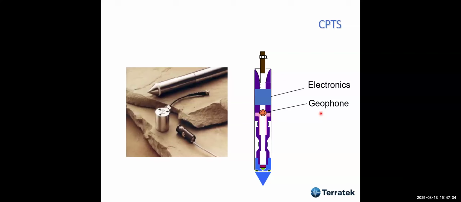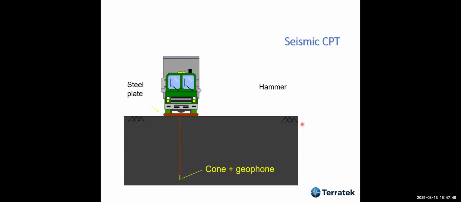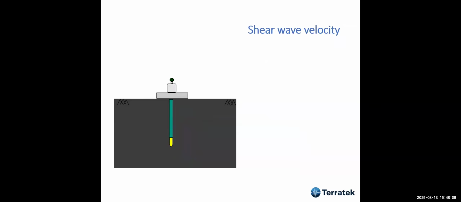I started learning about this while I was at UBC with Campanella. What they have to do is install a geophone in the cone. And then how we do the test, that's what we have done many times at UBC. We strike the plate with a hammer. We generate a signal, we generate vibrations. These vibrations reach the cone.